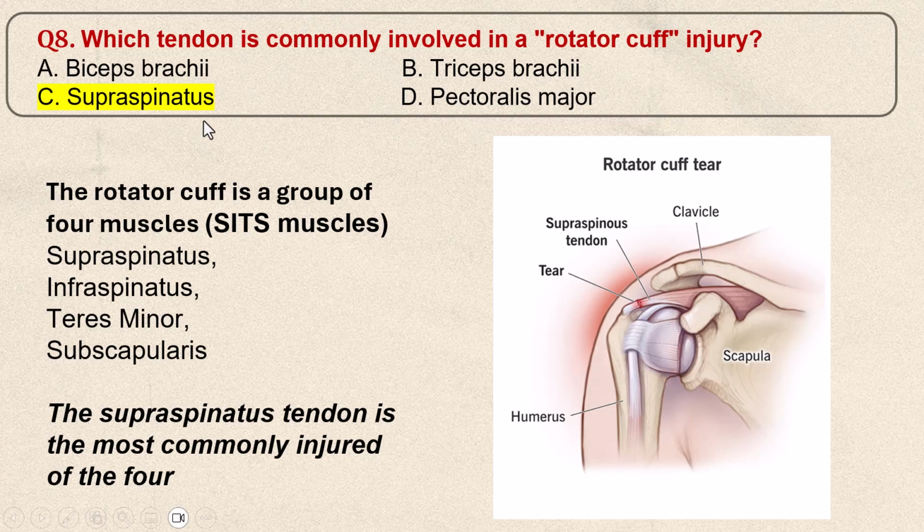The rotator cuff is a group of 4 muscles called the SITS muscles. SITS, S-I-T-S, means S, Supraspinatus, I, Infraspinatus, T, Teres minor, and S, Subscapularis. The supraspinatus tendon is the most commonly injured of the 4. You can see in the picture the supraspinatus muscle is torn here. The supraspinatus tendon normally tears when a rotator cuff injury occurs.